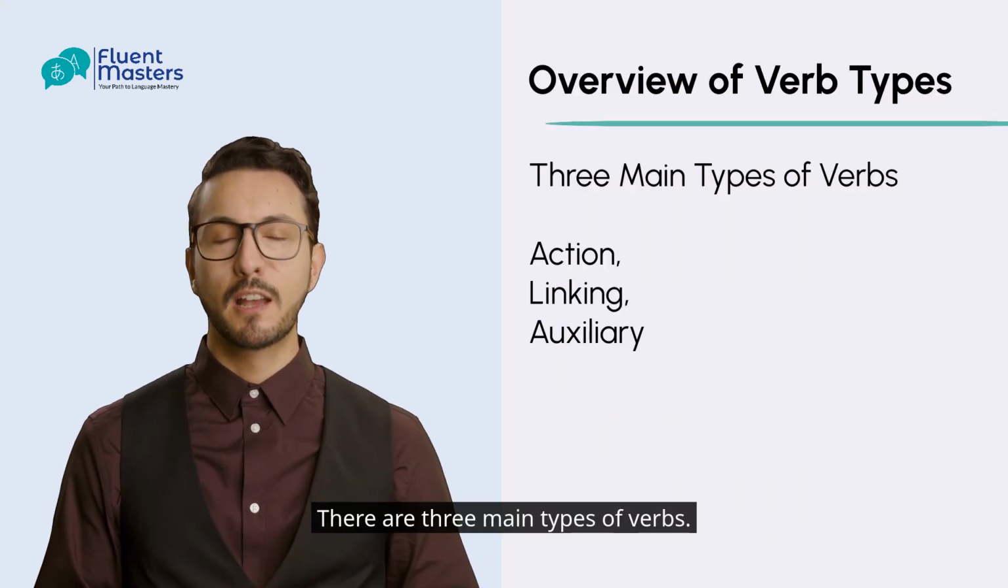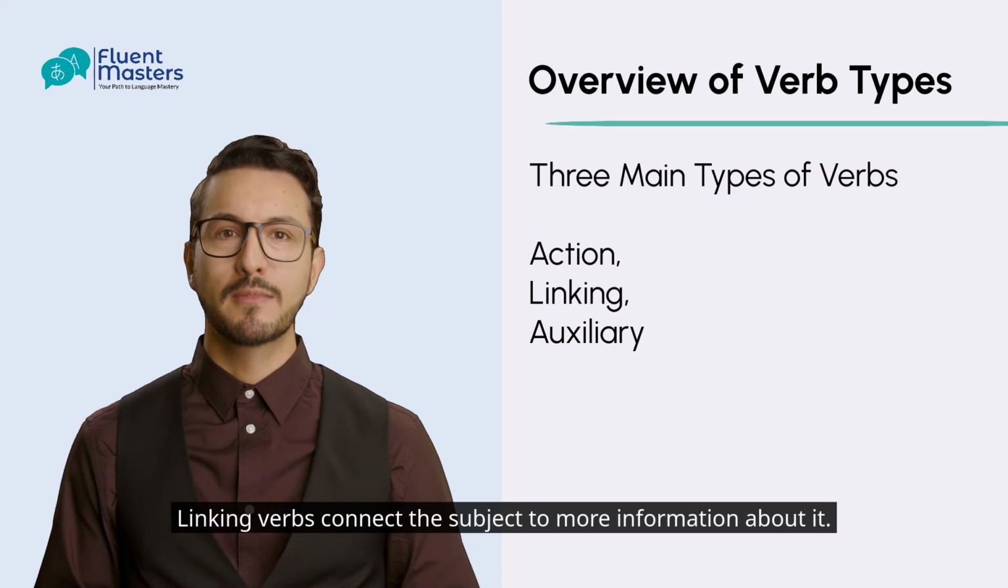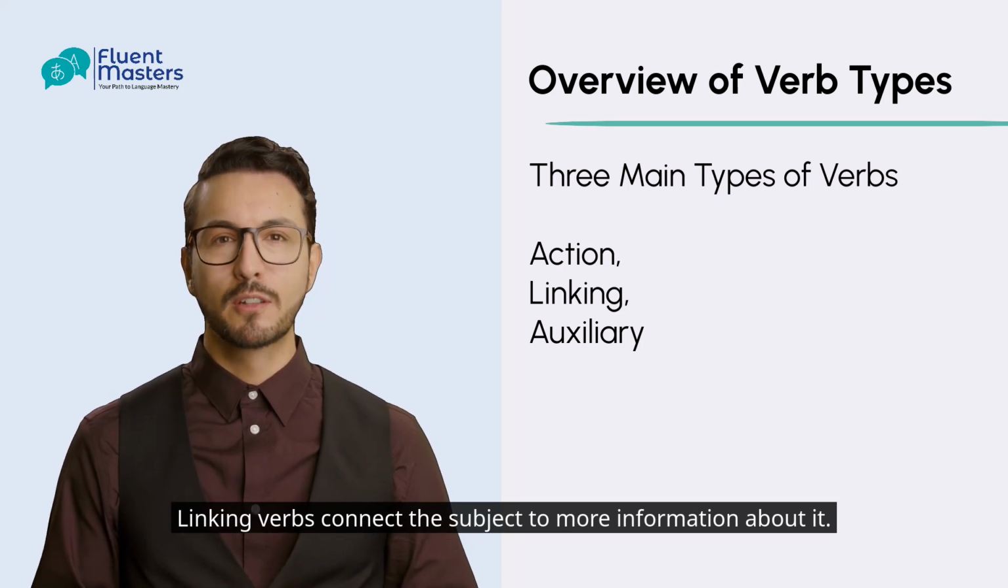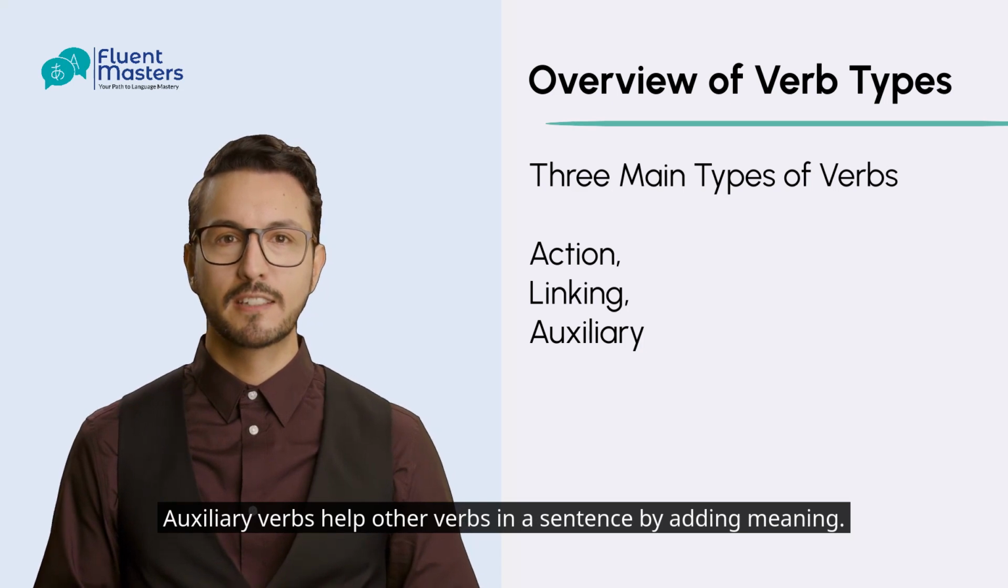There are three main types of verbs. Action verbs show what the subject is doing. Linking verbs connect the subject to more information about it. Auxiliary verbs help other verbs in a sentence by adding meaning.